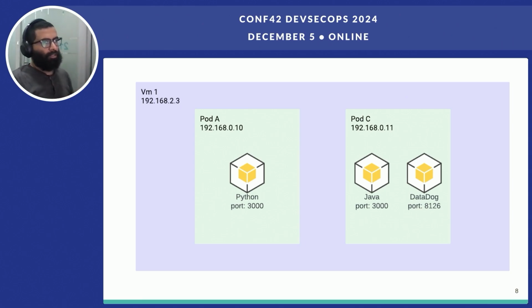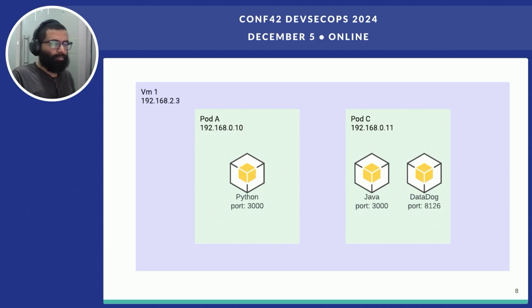And within pod C, the two containers are sharing the same network namespace. This means they both have access to the same IP address and can communicate with each other using localhost. For example, the Datadog agent can collect metrics from the Java application by connecting to localhost 3000/metrics. This shared namespace simplifies the way containers within a pod interact, making them feel like they're running on the same machine.